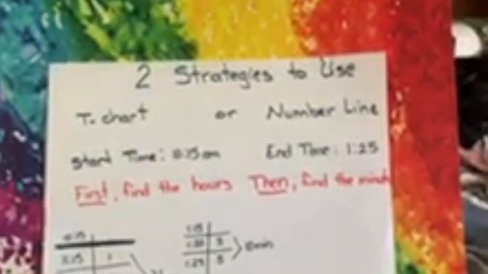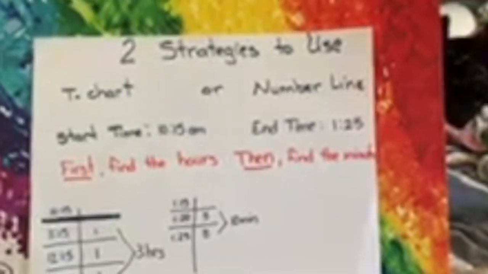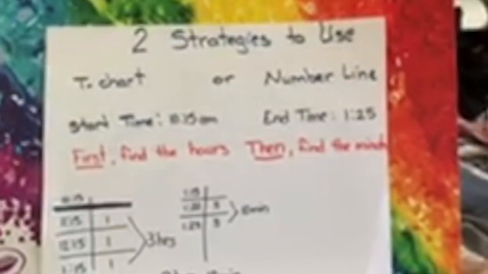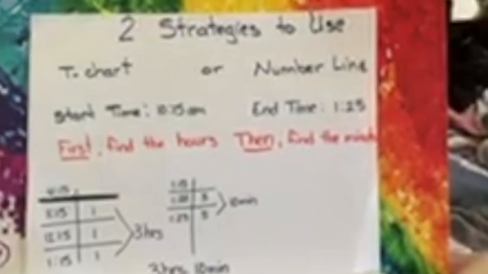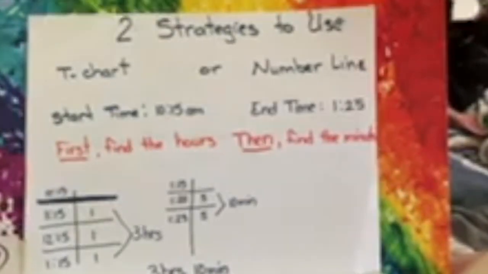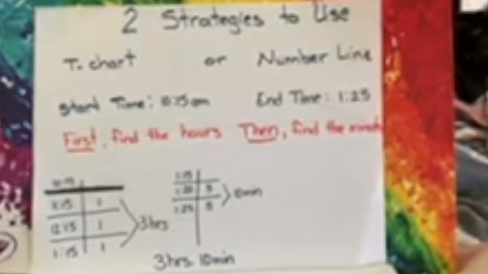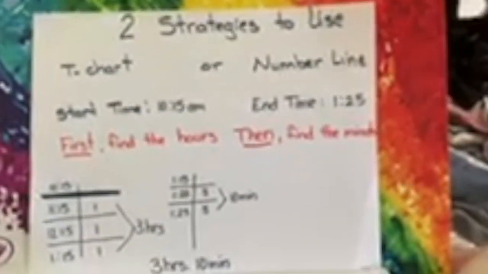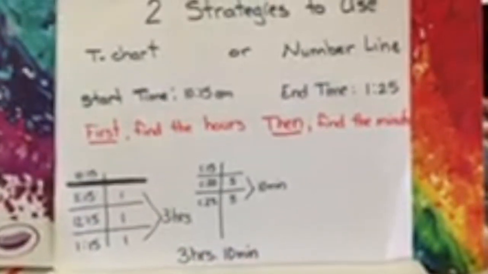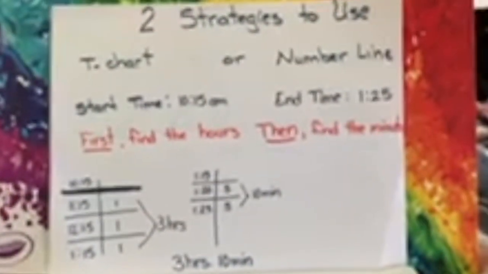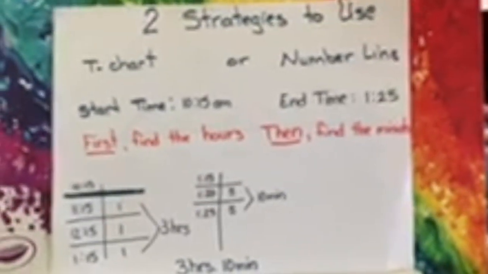The first strategy is to use a T-chart, just like they showed you in the packet. Or you can use a number line, which I find to be a little bit easier for me. Let's suppose you have an event that begins at 10:15 and ends at 1:25, and you want to know how long you will be there. You will first find the hours, and then you'll switch to minutes. Using a T-chart, you'll start with 10:15, drawing the chart out and jumping 1 hour at a time until you can no longer jump a full hour.